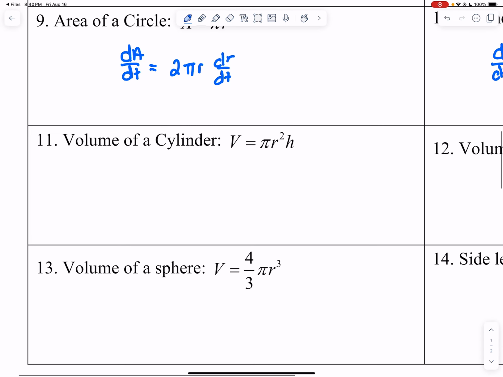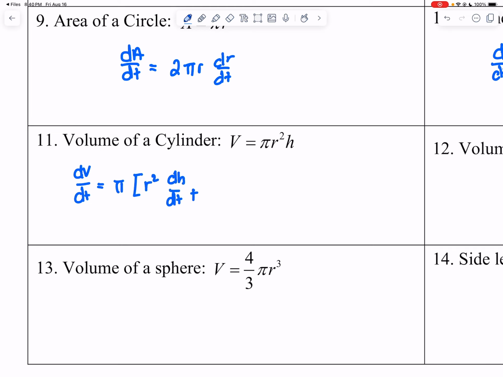Number 11, volume of a cylinder. Once again, we're going to have to use product rule here. So dV/dt is equal to pi times first times the derivative of the second plus second times the derivative of the first. So that's going to be 2r dr/dt. So since we have h, I'm going to say 2rh dr/dt here.